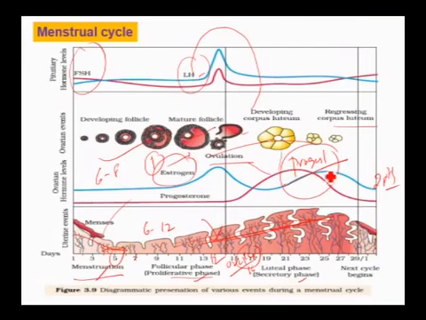The immediate decline in the concentration of progesterone is responsible for menstruation again. So the cycle repeats. So this cycle of changes in the female reproductive system during the reproductive phase is called the menstrual cycle.